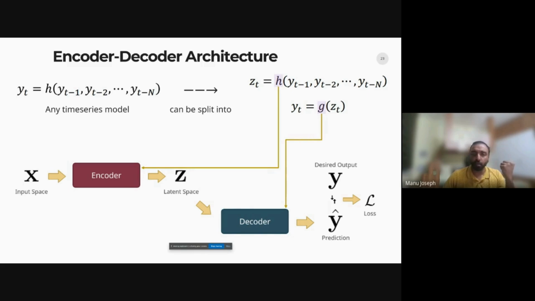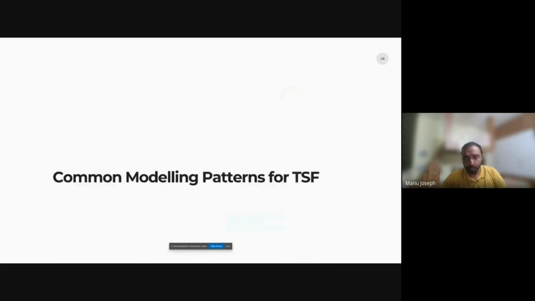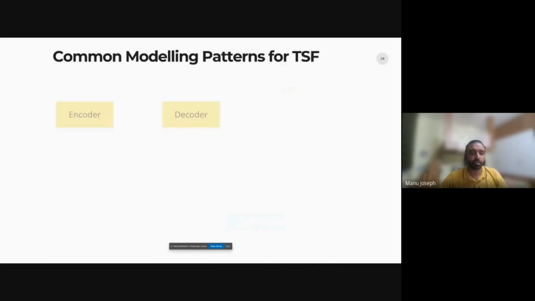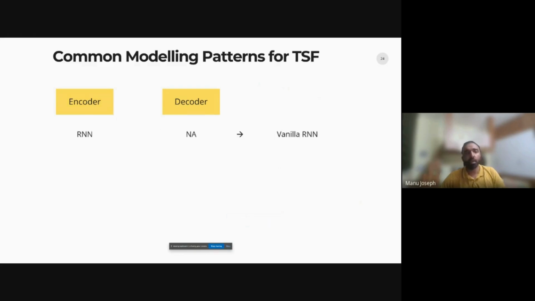Almost all of the deep learning models fall into this criteria. Some models like NBeats or NHITs are slightly from a different angle, but most of them, even the transformer models right now, are pretty much of this form. What this lets us do is think about models in different ways and come up with new models as well. Suppose you have a recurrent neural network as an encoder, and you don't have a decoder. You just take the output as is. That's basically your vanilla RNN.